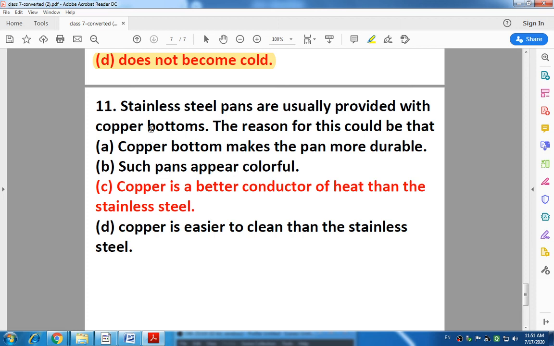The reason for this could be that, in 6th standard we have learned the properties of materials. Different materials have different properties. Stainless steel and copper both have conductivity, means they can pass heat, but copper is a better conductor of heat than stainless steel, means copper can pass more heat as compared to stainless steel. So the answer is C.